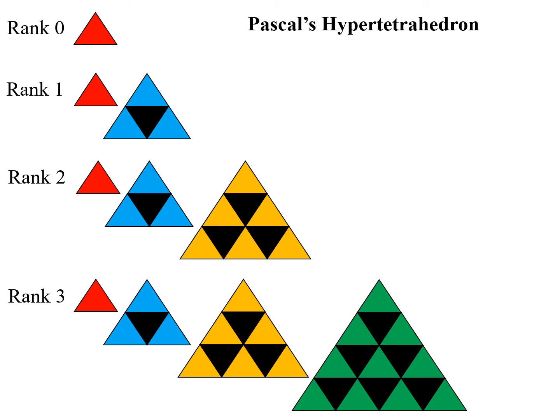Let's label Pascal's hypertetrahedron. Well, rank 0 has 1 level, the red triangle, and we label it 1. In fact, the top red level of each rank gets a 1. We're going to fill out the blue level of rank 1. To do that, we'll put 3 dots on the corners of rank 0.